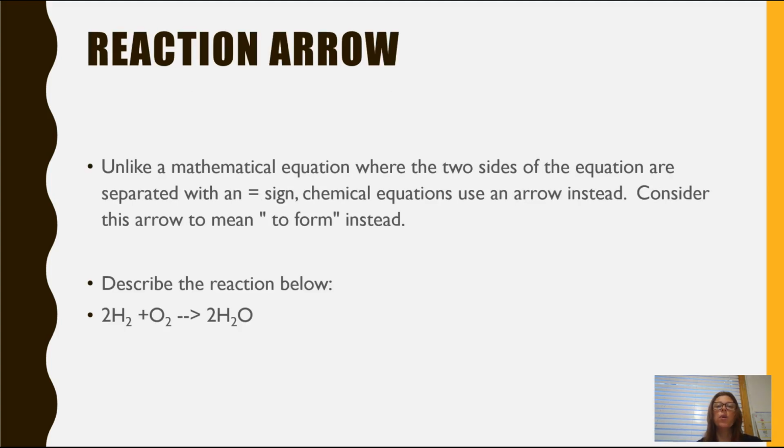So we also have a reaction arrow, and that tells us the direction of the equation, or that the reaction is following, because you will see this again in equilibrium, that there are reversible reactions. Unlike mathematics where we use an equal sign, we are using an arrow to indicate meaning to form.